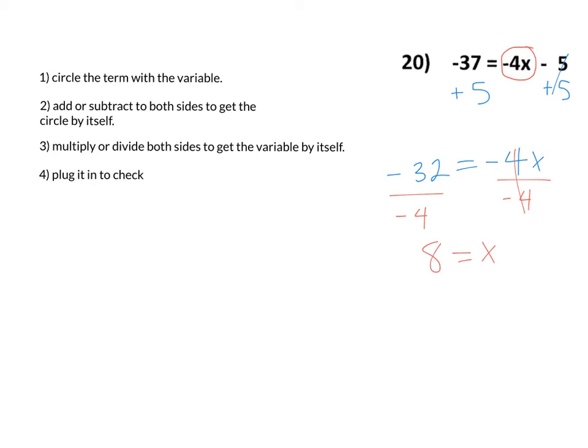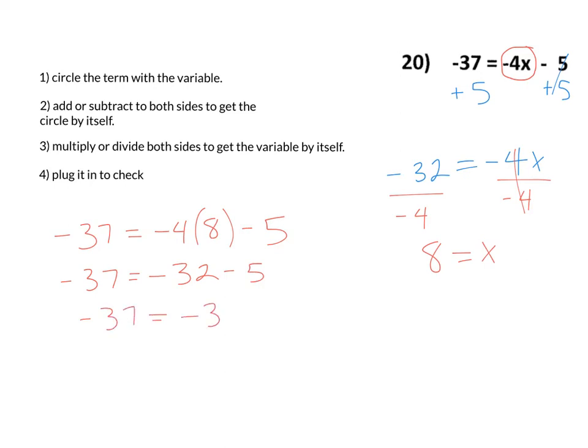So now we can check it. We'd have negative 37 is equal to negative 4 times 8 minus 5. Negative 37 is equal to negative 4 times 8. 4 times 8 we've discovered is negative 32 minus 5 more. Negative 37 is equal to negative 37. There is my check. We got one more to go.